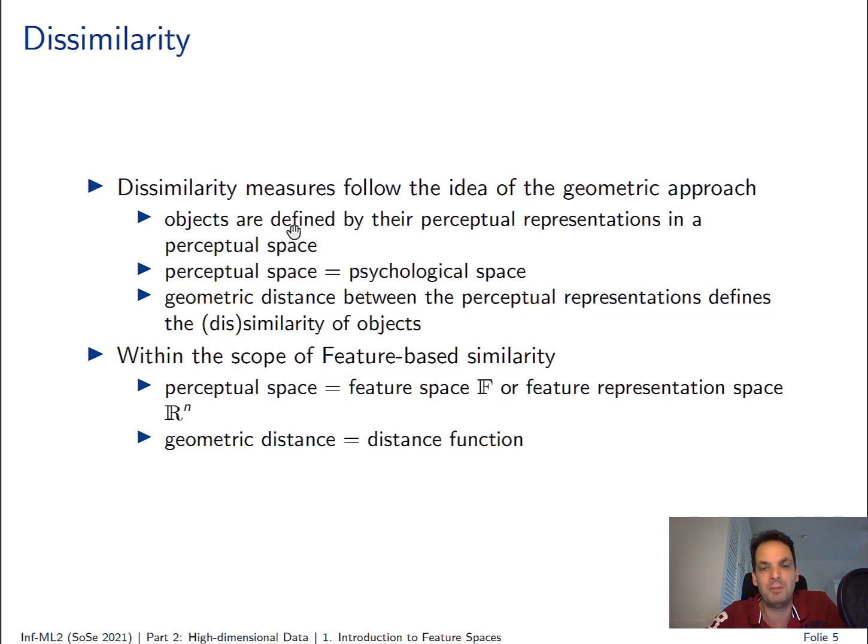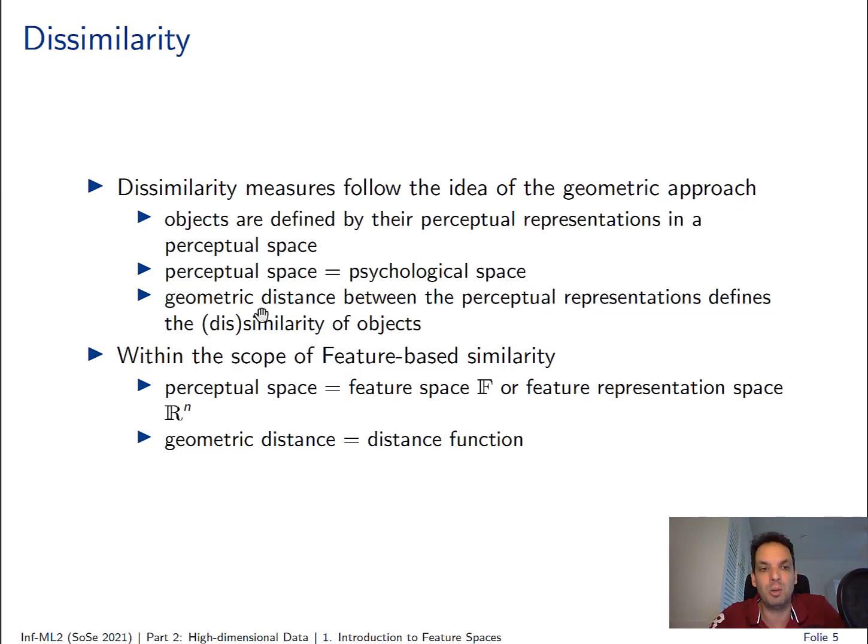So the objects are defined by their perceptual representations in some perceptual space, and the perceptual space should somehow represent the psychological space. Yeah, that's what you have in your head, so to say. Because you derive those features from the raw objects that in your head are the most important ones. Yeah, or the most important to the head of some expert. Yeah, and that is the geometric approach.